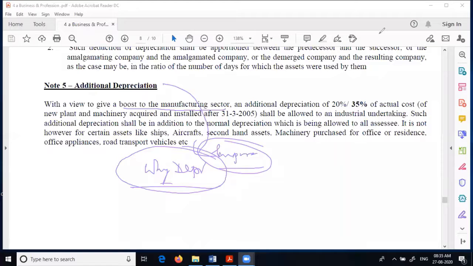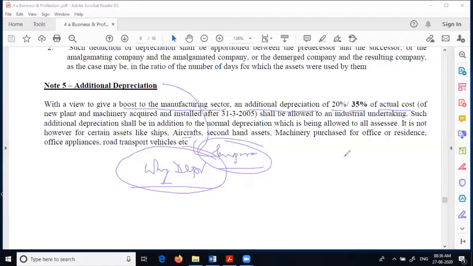So what I'm asking is, what is additional depreciation? Apart from the normal depreciation, you get additional depreciation of 20% of the actual cost of the new plant acquired and installed after. Now, my question is, of course, there are certain assets you will not get it for, like aircraft, second-hand assets, machinery purchased for office use. But my primary question is, why is depreciation given for this?